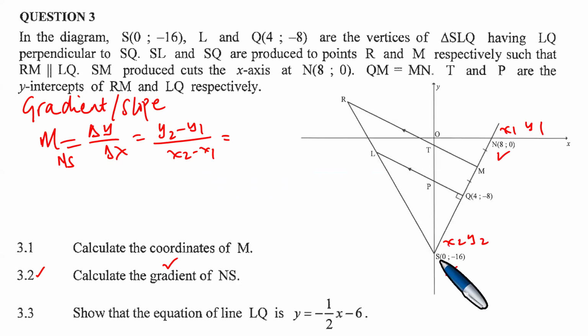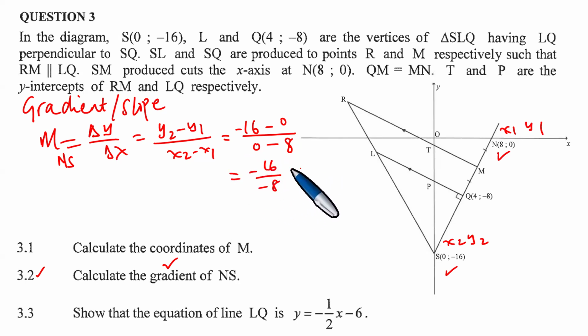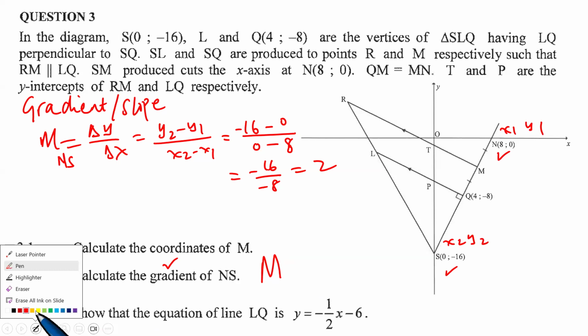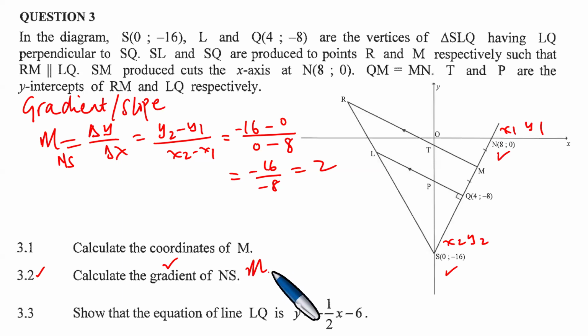To find the gradient of NS, you have y2, which is minus 16, minus y1, which is 0, divided by x2, which is 0, minus x1, which is 8. So you have minus 16 divided by minus 8, and the result is 2. So the gradient of NS is equal to 2. Just take note of that because it is very important.